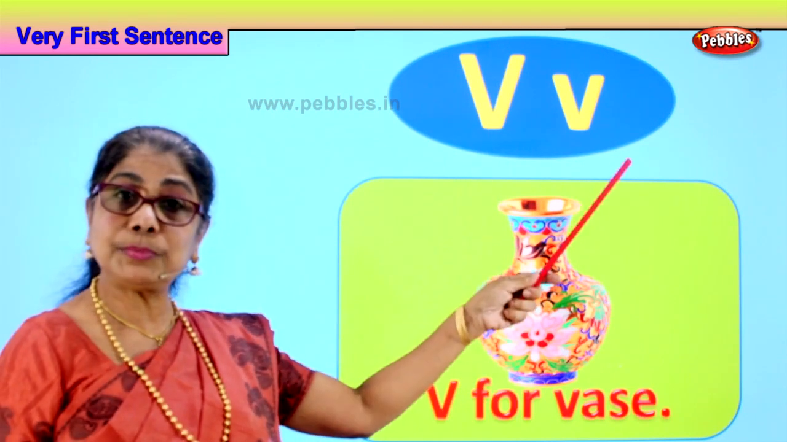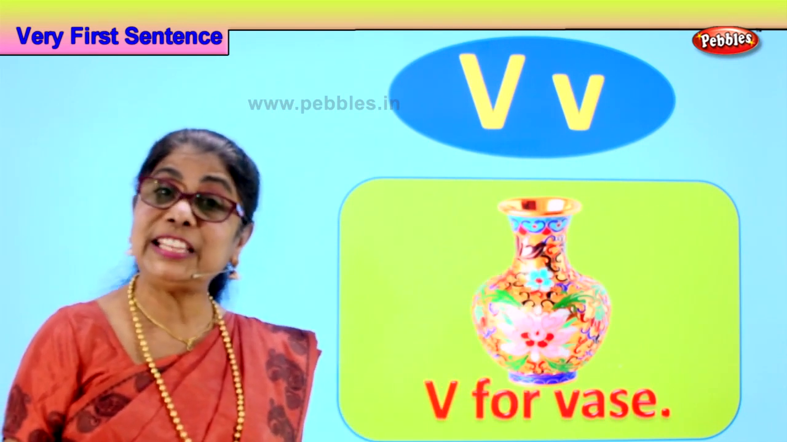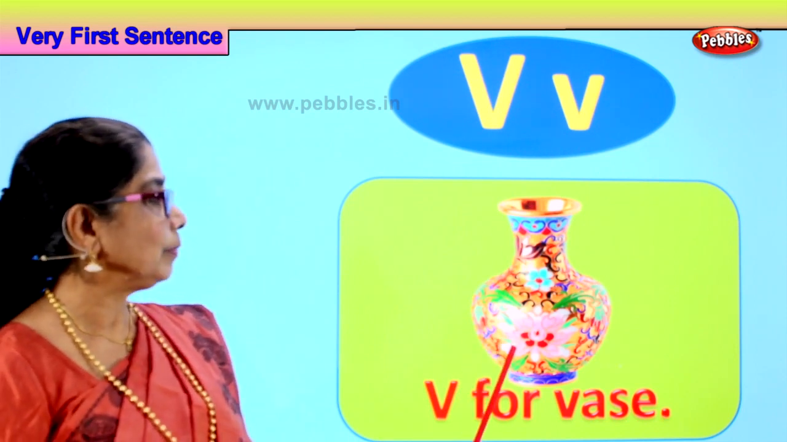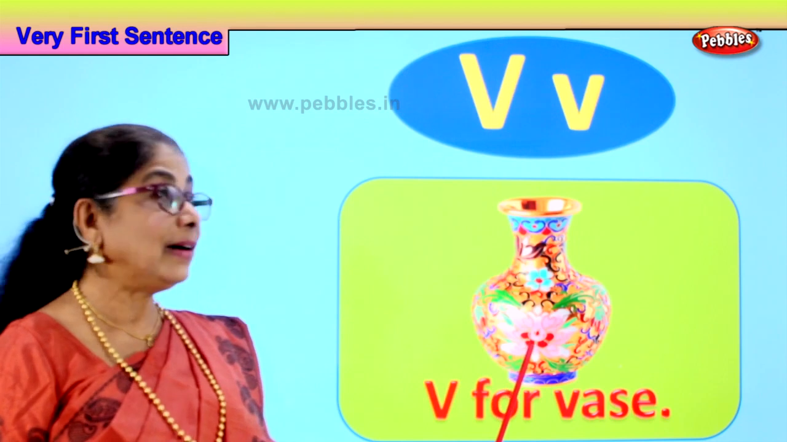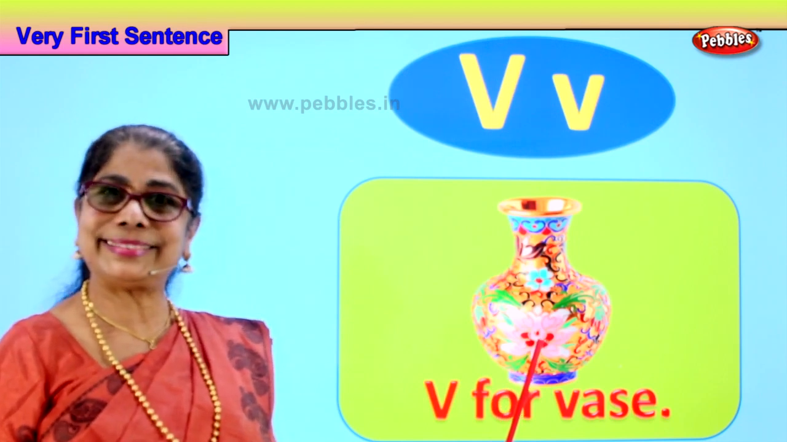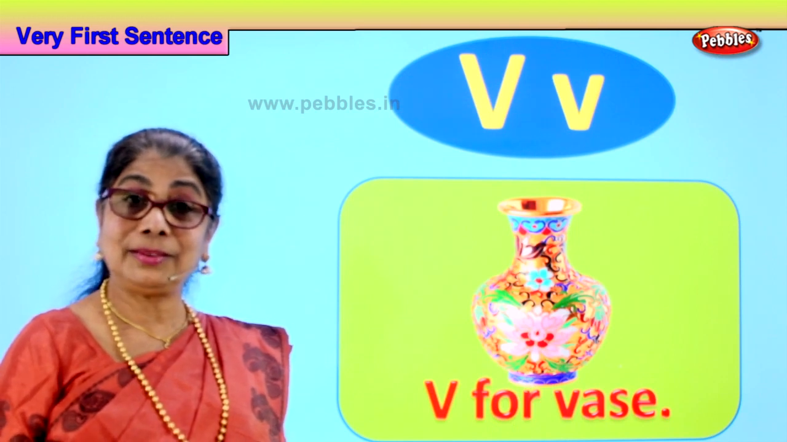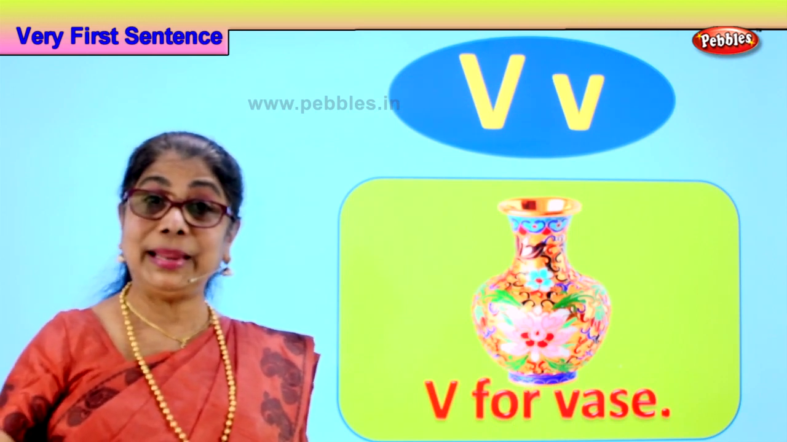Capital letter V and small letter V. The sound of V is V. Good. Look at this. What is this? It's a beautiful vase. Flowers. Where do you keep the vase? On the table? Or in a place that everybody can see?